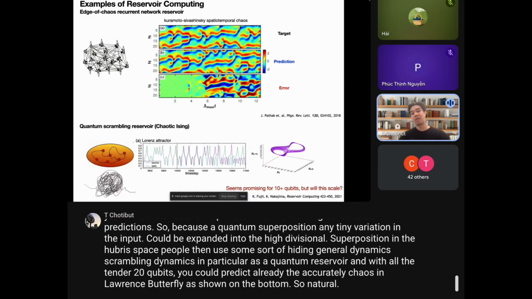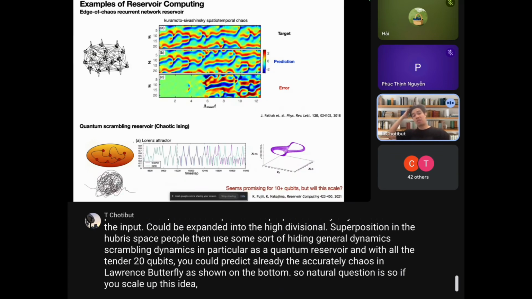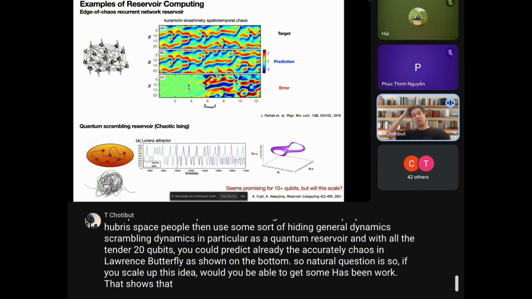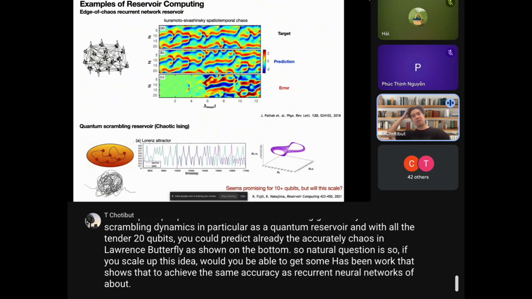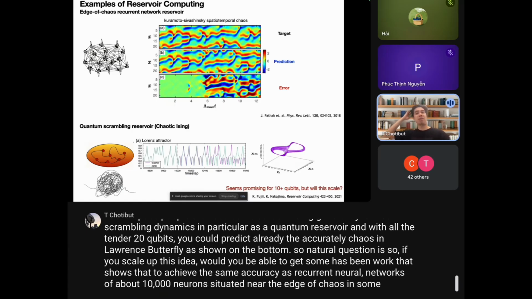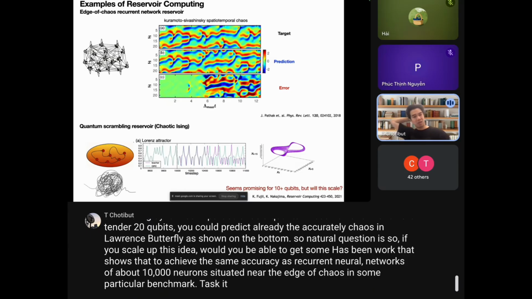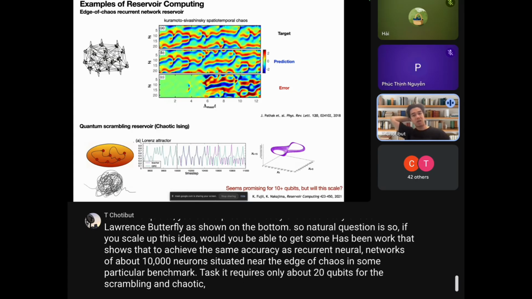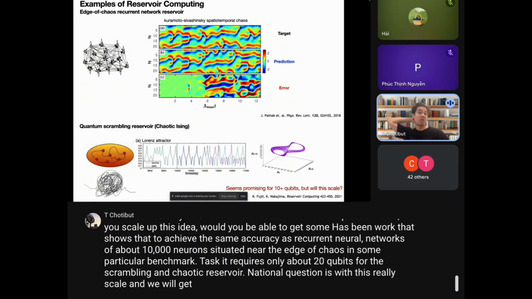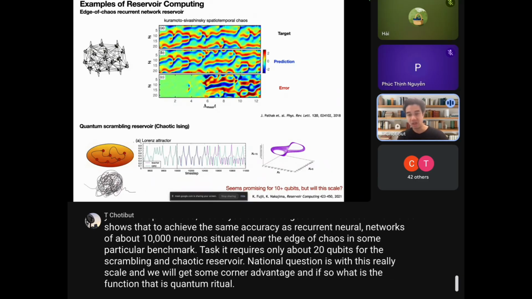So the natural question is, if you scale up this idea, would you be able to get some quantum advantage? There has been work that shows that to achieve the same accuracy as recurrent neural networks of about 10,000 neurons situated near the edge of chaos in some particular benchmark task, it requires only about 20 qubits for the scrambling and chaotic reservoir. The natural question is, would this really scale, and will you get some quantum advantage? And if so, what is the function that this quantum reservoir computing will compute?